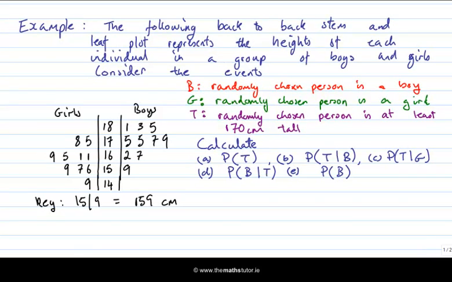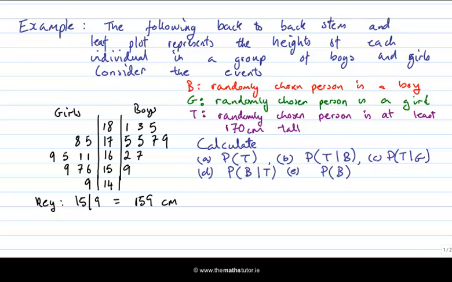Okay, so let's look at another example where we can calculate this conditional probability. In this example, we're given some data about the heights of a group of girls and boys. And we're given the data in the form of a back-to-back stem and leaf plot. So if you are not sure about stem and leaf plots and you're not sure how to read them, just make sure you go and review that lesson on stem and leaf plots.